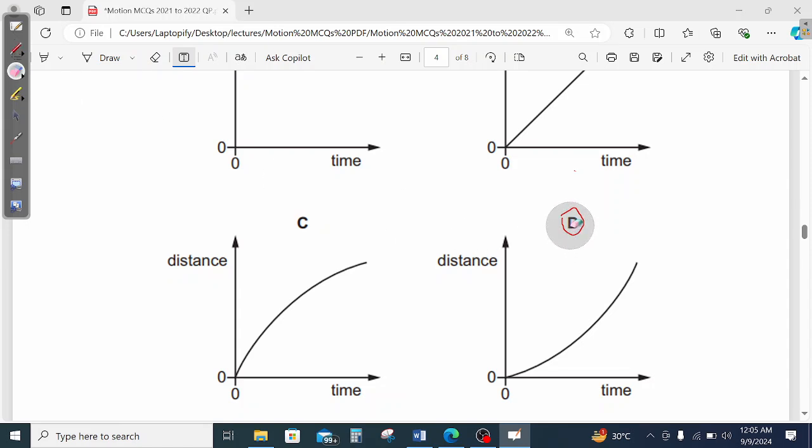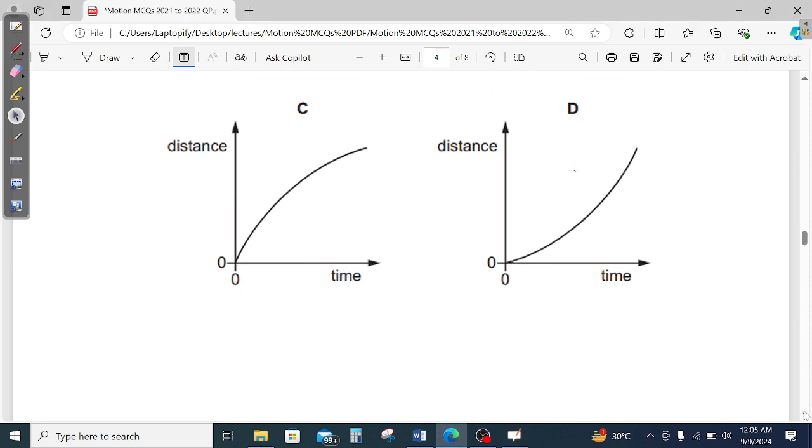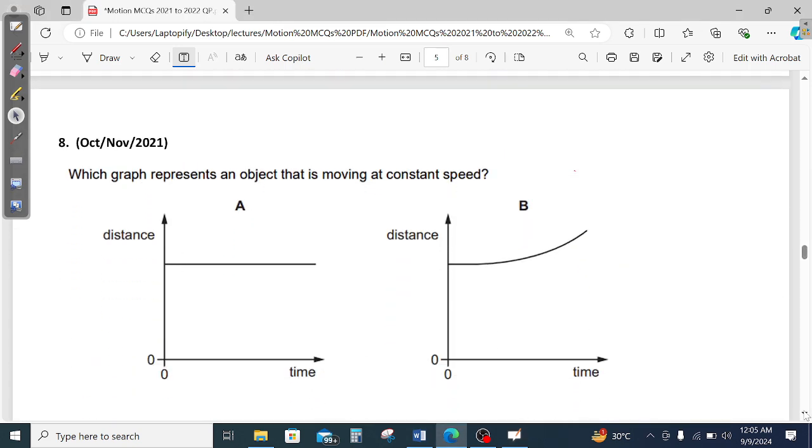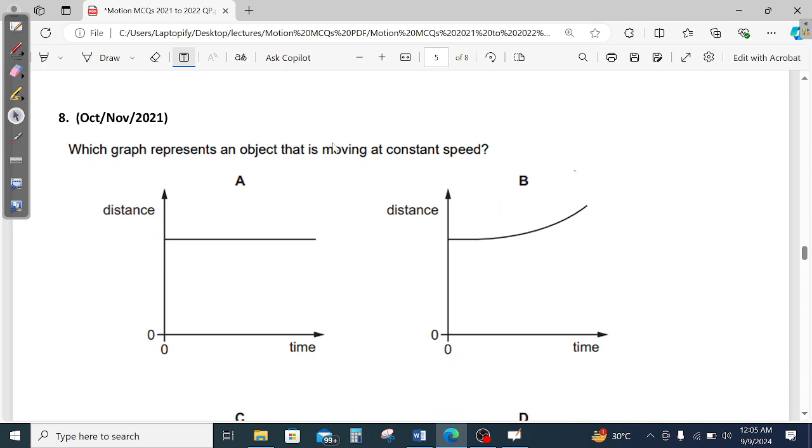Okay, now question number 8 is, which graph represents an object that is moving at constant speed? Yes, again you have to focus on the key points here. This graph is of a body at rest. This line shows that initially the body is at rest, then it is gaining speed. No, this is not a constant speed. This is increasing speed.